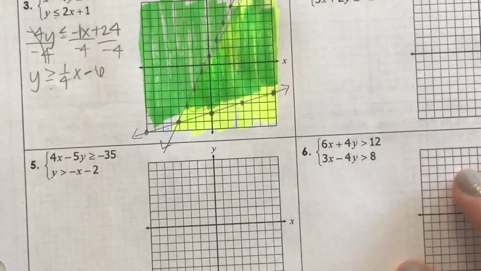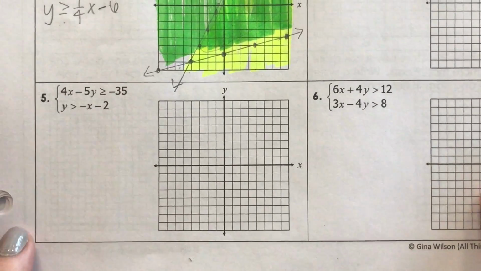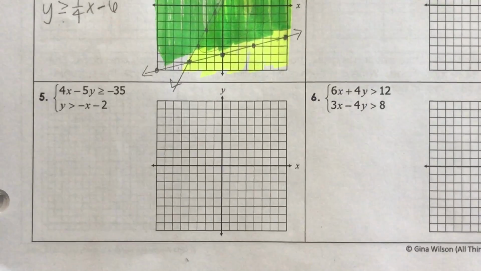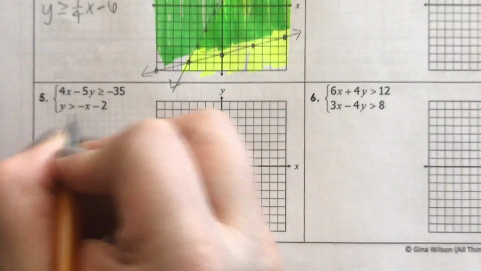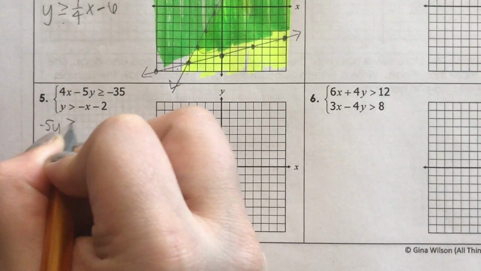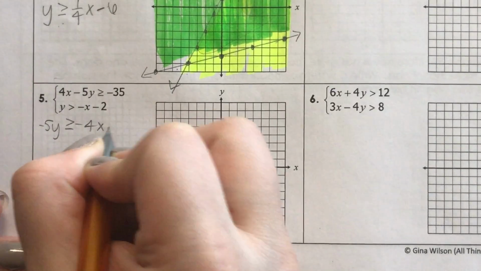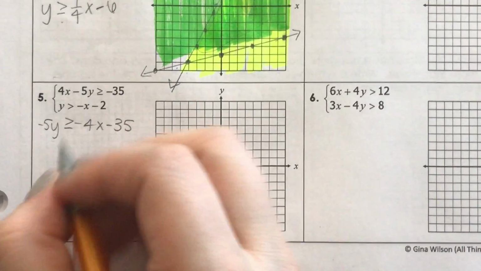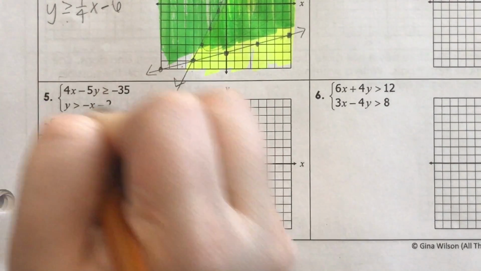Okay. Let's do number 2, or sorry, number 5. Let's put this one in slope-intercept form, so let's subtract 4x. So we got -5y is greater than or equal to -4x minus 35. Okay. I need to get y by itself, so we're going to just divide by a -5.